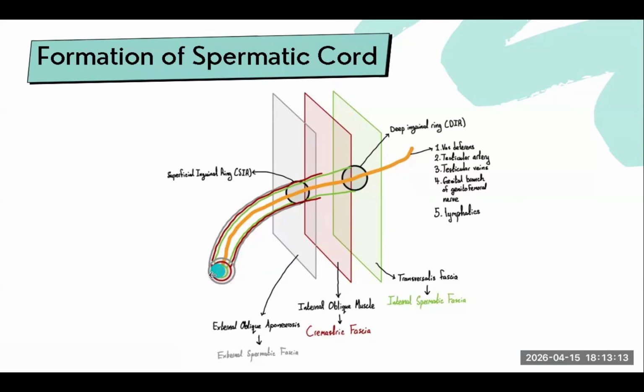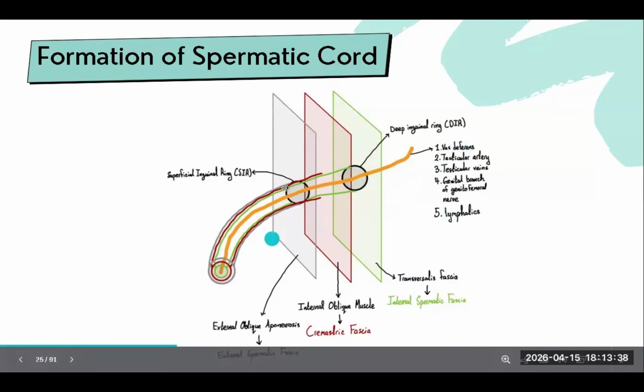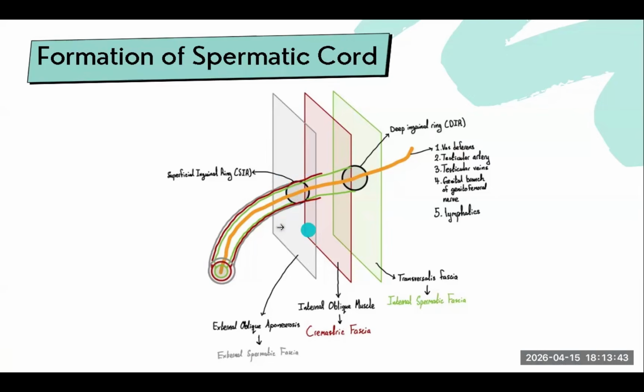So going from outside to inside, the gray layer is the external spermatic fascia, red is the cremasteric fascia, green is the internal spermatic fascia, and the orange line is the spermatic cord contents, which are these. Now, the first entry through the transversalis fascia is now known as the deep inguinal ring, and the exit through the external oblique aponeurosis is now known as the superficial inguinal ring. And you guys might recall this from your labs. This is now known as the inguinal canal. Okay.